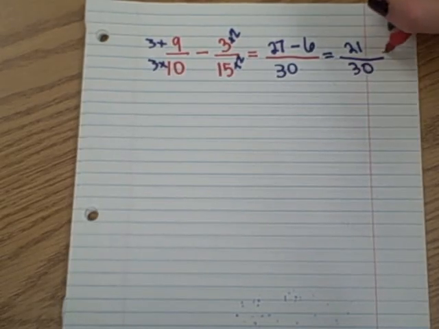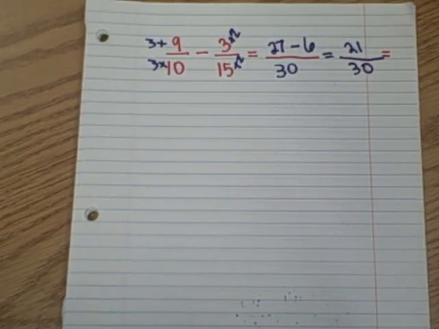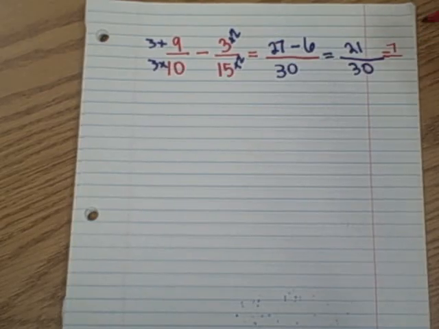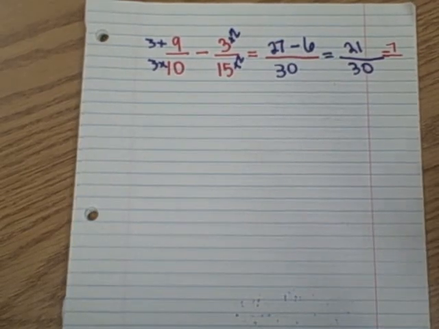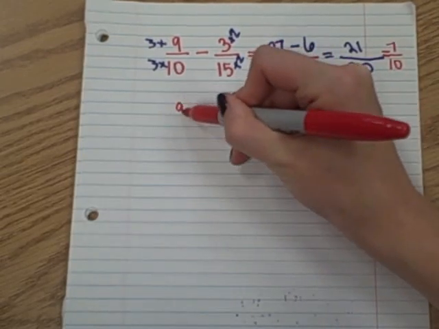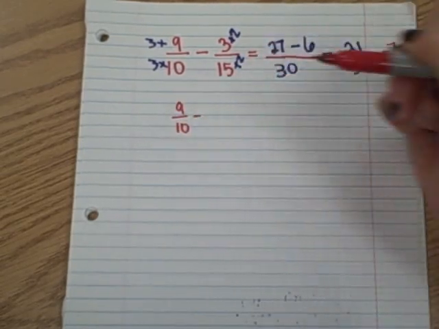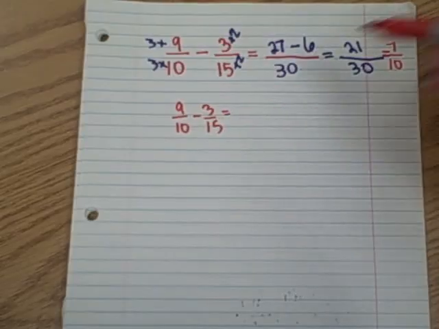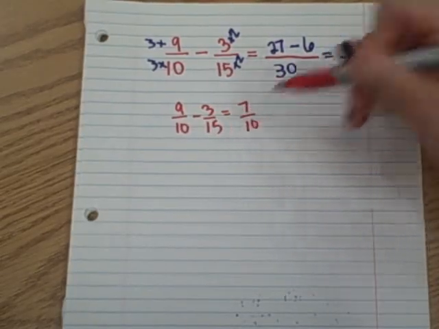21 is an odd number, however, there is a term that can fit into there. 3 goes into there. 3 also goes into 30. 3 goes into 21 7 times, and it goes into 30 10 times. So 9/10 take away 3/15 equals 7/10.